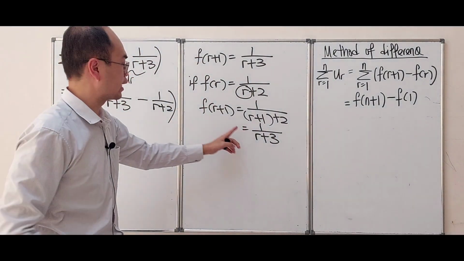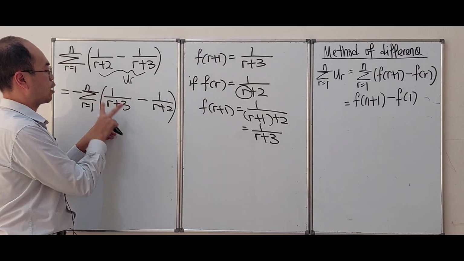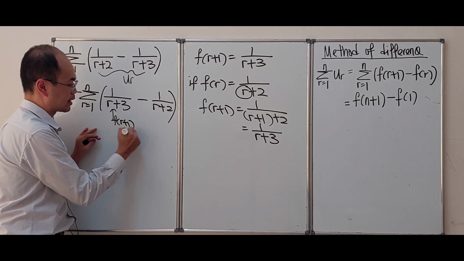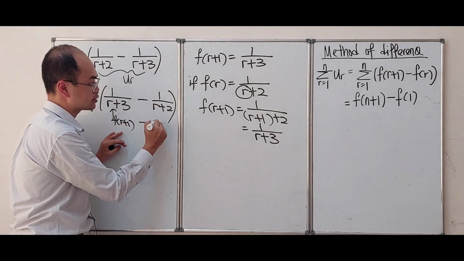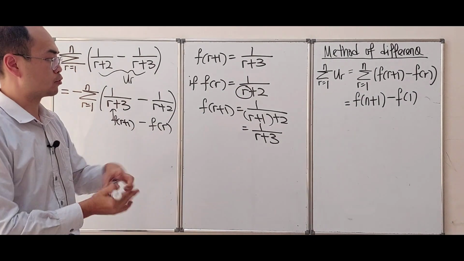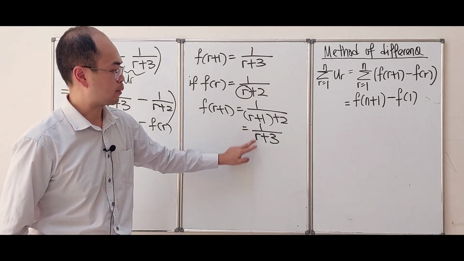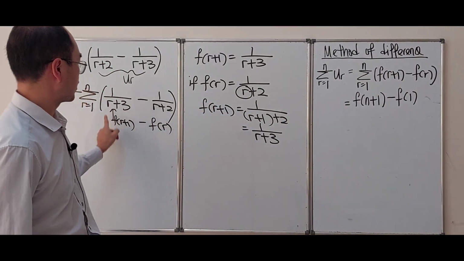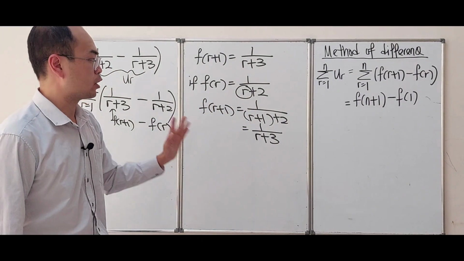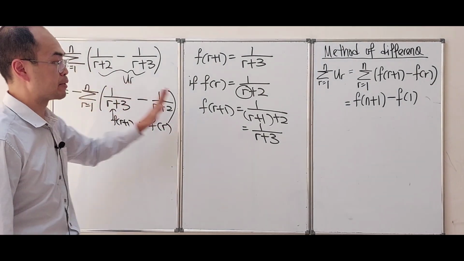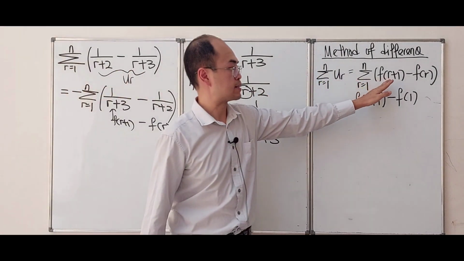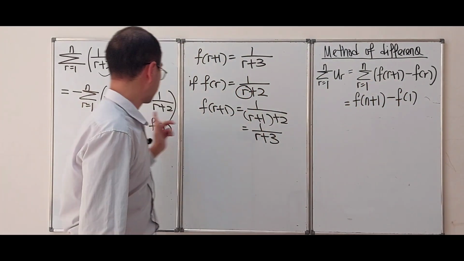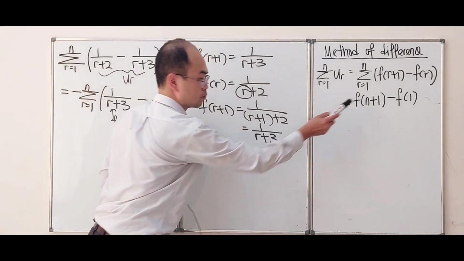So now I have proven that this can be written as f r plus 1 minus f r. You try to look at this: 1 over r plus 3 is f r plus 1, and 1 over r plus 2 is f r. Not all the sums of a finite series can be written in this form. There are some special cases like this. If you can rewrite in this form, then you can use this formula.